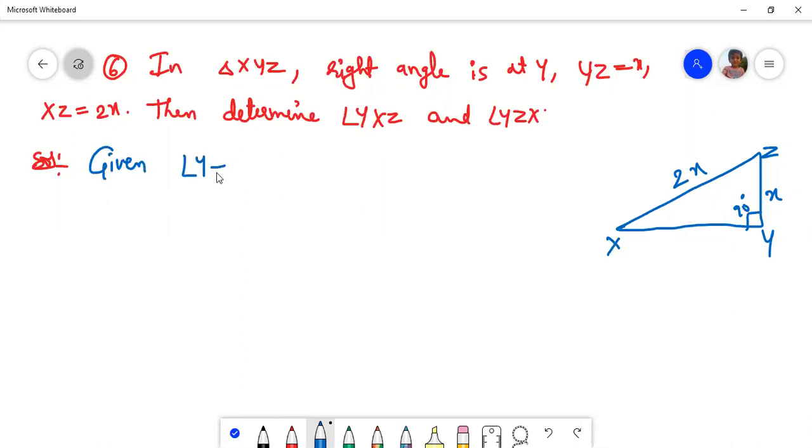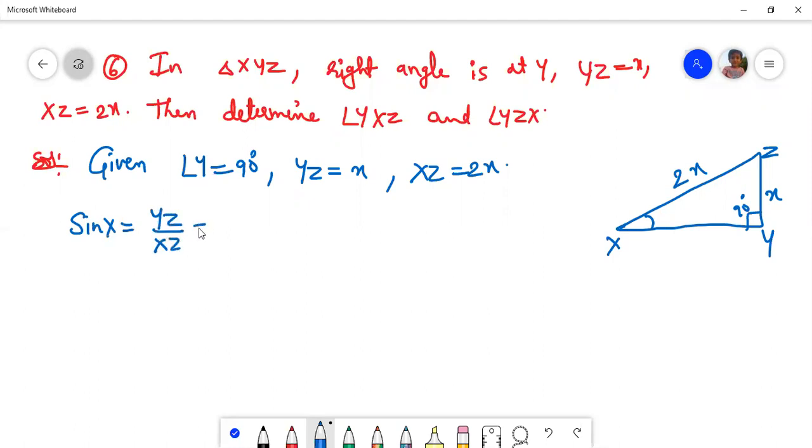What have they given? Given angle Y is equal to 90 degrees. The length of YZ side is X centimeter. The length of XZ is equal to 2X. Here we can take, suppose X is the angle. That is sin X is equal to opposite by hypotenuse, that is YZ by XZ. From this, YZ is equal to X, XZ is equal to 2X, X and X cancel, it is equal to 1 by 2. 1 by 2 is equal to sin 30 degrees. So, from this, we can write angle X equal to 30 degrees.